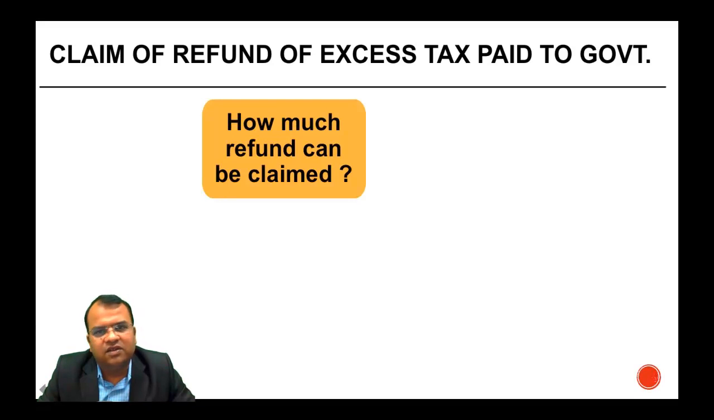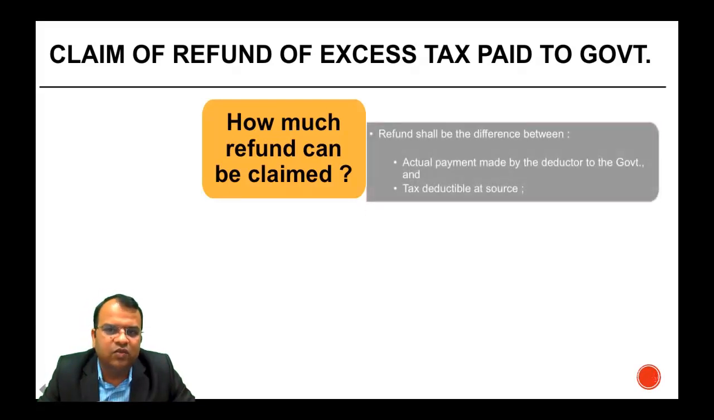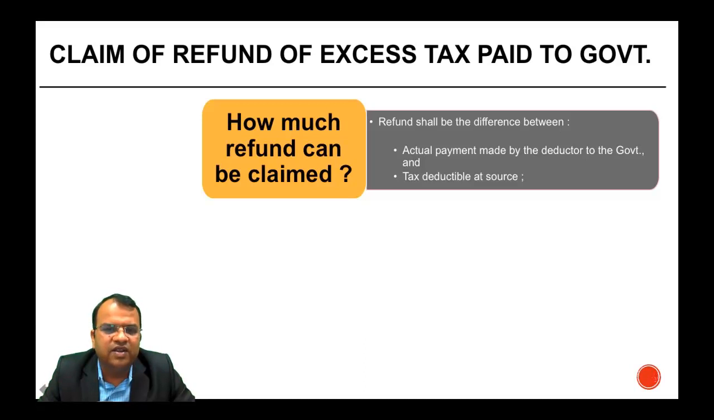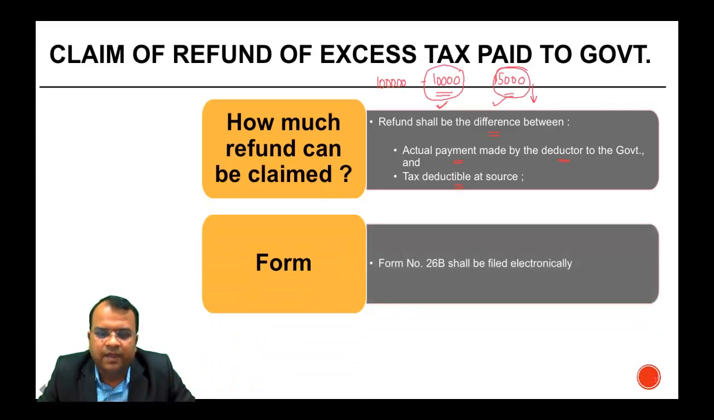Now sometimes the TDS which is deposited with the government may be more than what is due. In such a case, the refund can be claimed by the deductor. And what will be the amount of refund? It shall be the difference between the actual payment made by the deductor to the government and tax deductible at source. So if you had made a payment of, let's say, professional fees of 1 lakh on which you deducted 10,000 as TDS, that's the correct amount. But if by mistake you deduct 15,000, then the difference between the actual payment made to the government, let's say 15,000 minus what was deductible, 10,000 or 5,000 will be claimable as a refund. It shall be filed in form number 26B electronically.